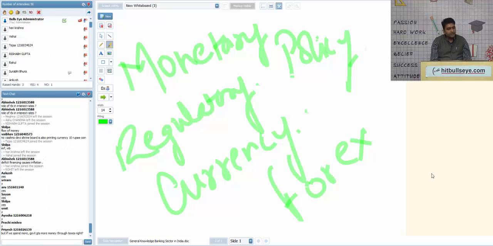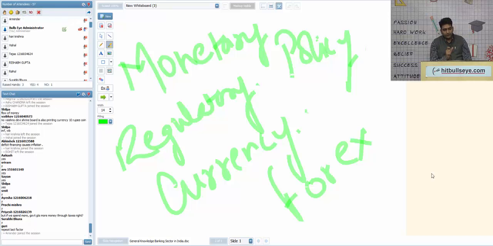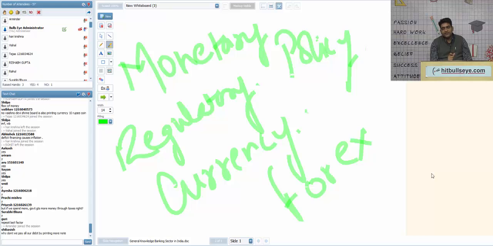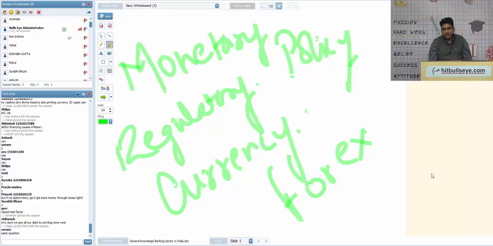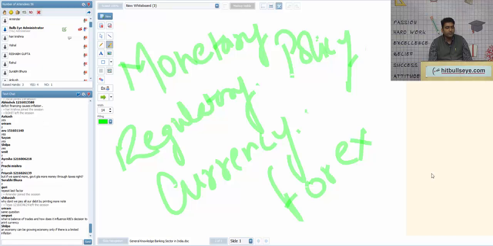Abhishek, deficit financing causes inflation, that's true. But a certain amount of inflation is always necessary for the economy. What we try to say is that inflation should not go beyond the target parameters. If we talk about India, then the permitted range of inflation is 4 to 6%. With 4 to 6% inflation, we are fine. Beyond 6, if it goes to 7, 8, 10, double digits, then it is a matter of concern.